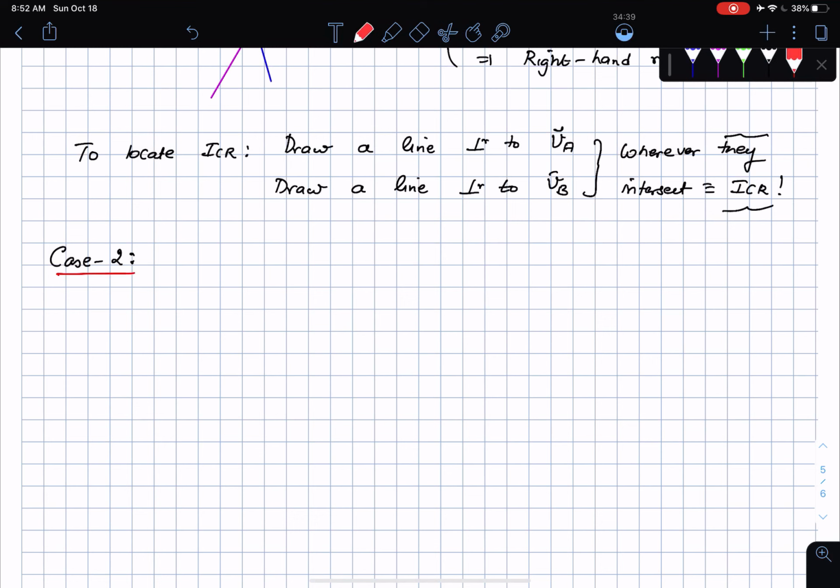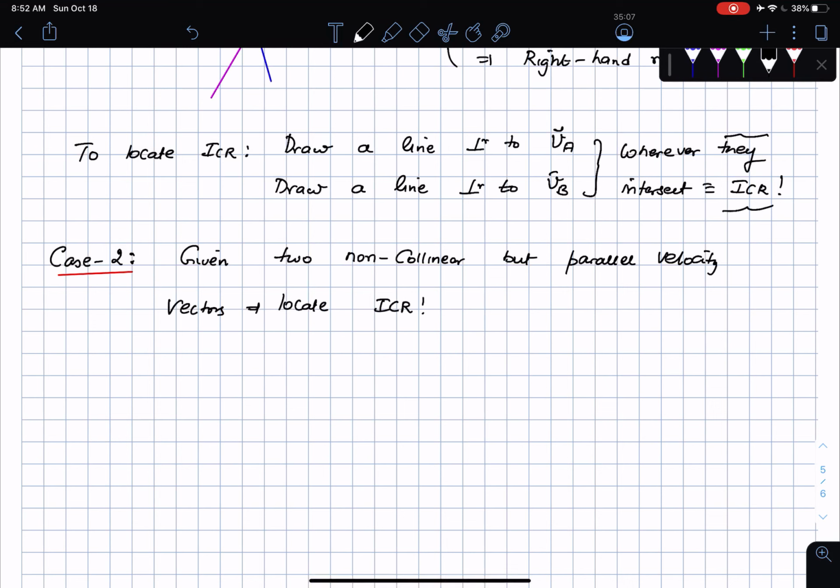So in case 2, let us slightly tweak it up. Let us consider that we are given two non-collinear but parallel velocity vectors. Locate the ICR. So how do I do this case?